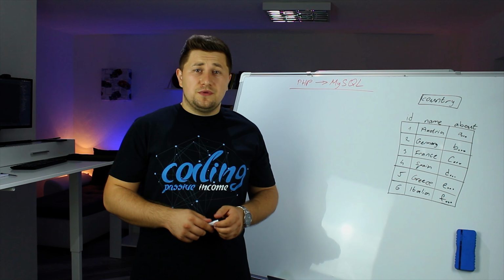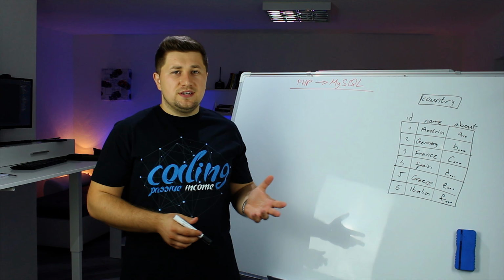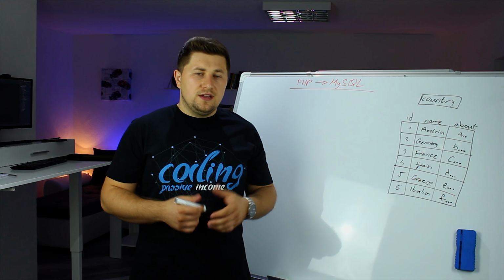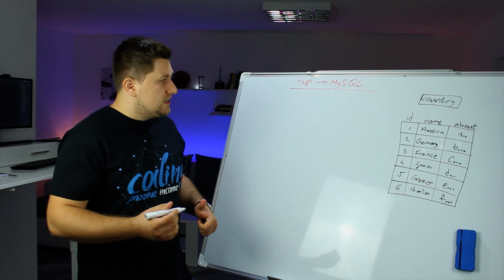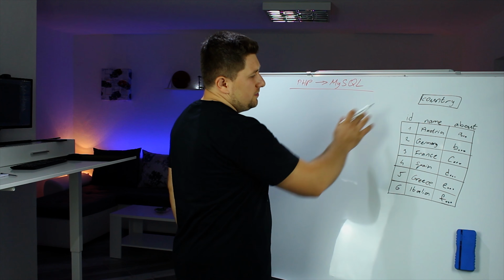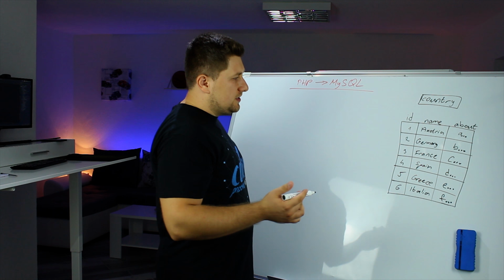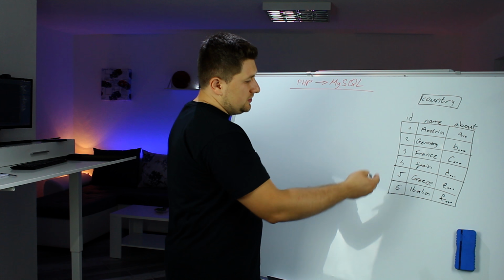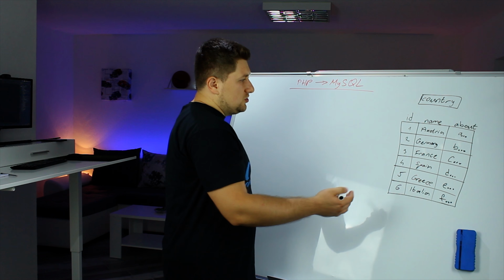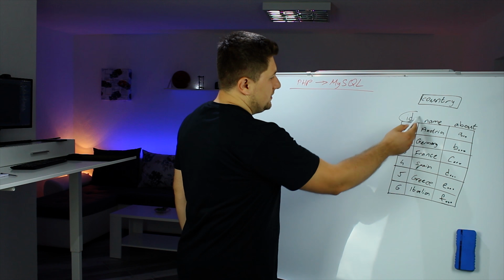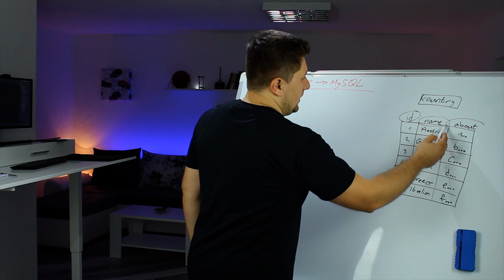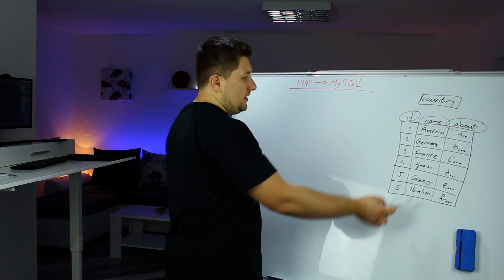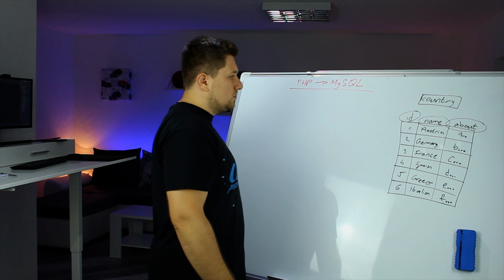Before we even start reading the code, I want to explain the basics that you need to understand for this tutorial. Let's say we have a country table inside our MySQL database, and here is what we see inside this table. We have the columns ID, name and about, and we have some rows here.